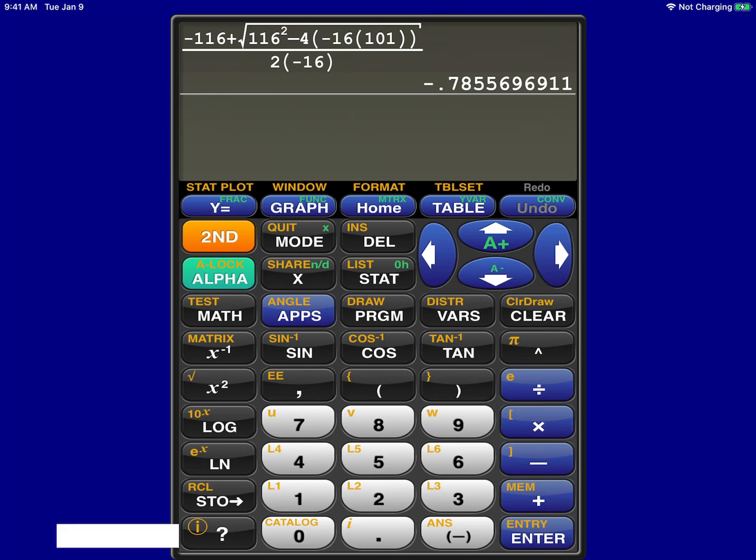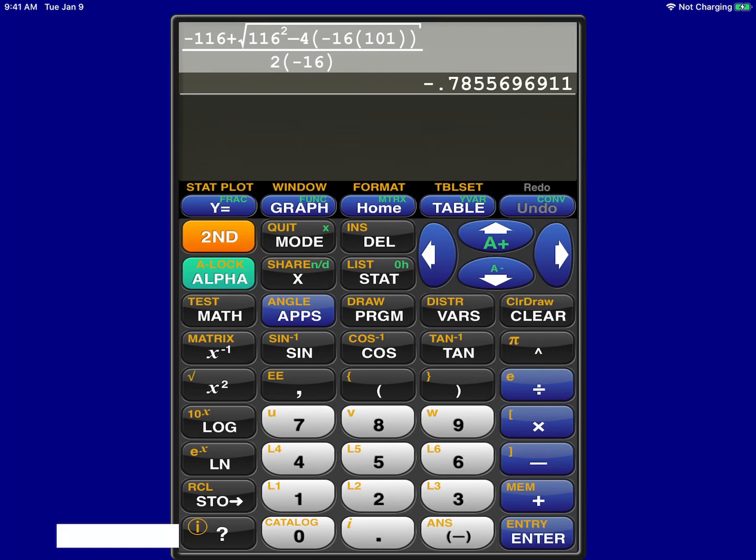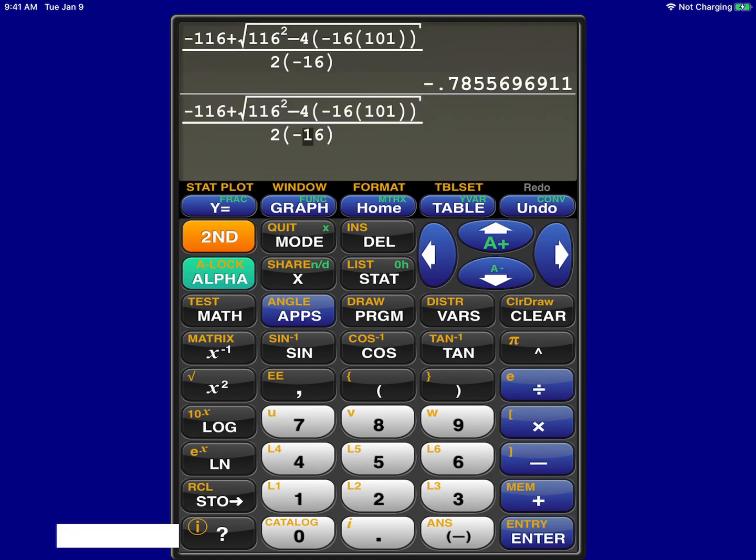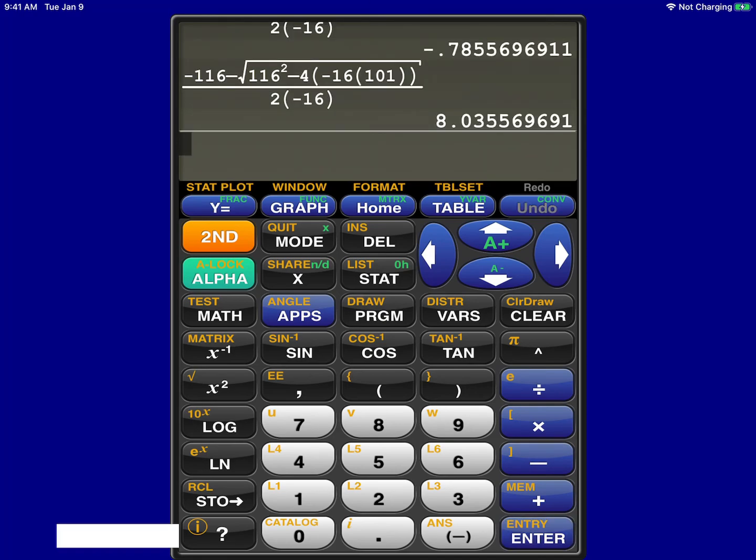Now when I hit enter, I get a negative answer, which we know we can't have negative time, so that's not even a possible solution. So what I can do is arrow up to the equation again and hit enter. And this time we know that the quadratic formula has that plus and minus right here where I'm at now. So I'm going to change that to a minus sign. And then I'm going to hit enter. And my other option is 8.0 seconds because I believe this problem said round to the nearest tenth of a second.